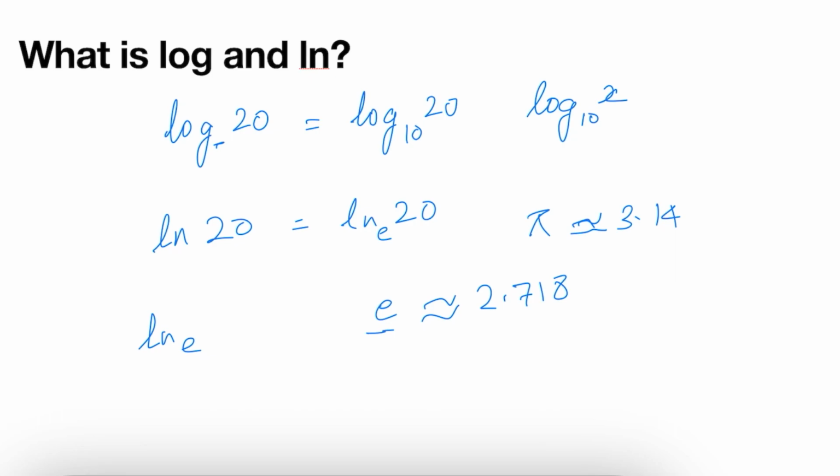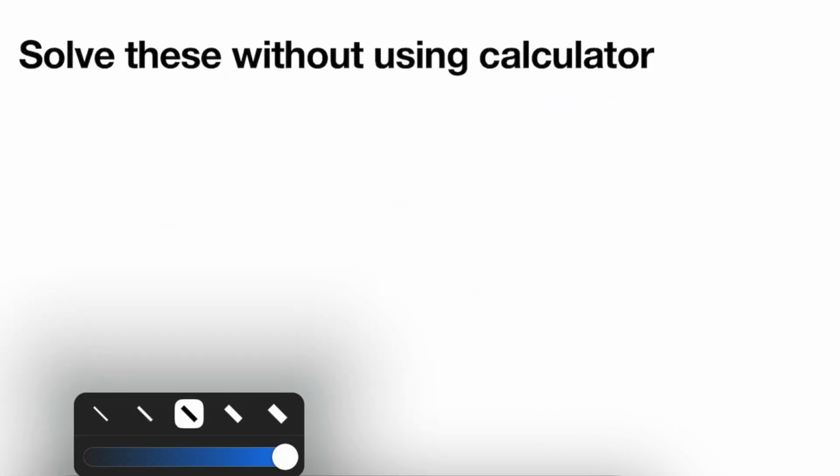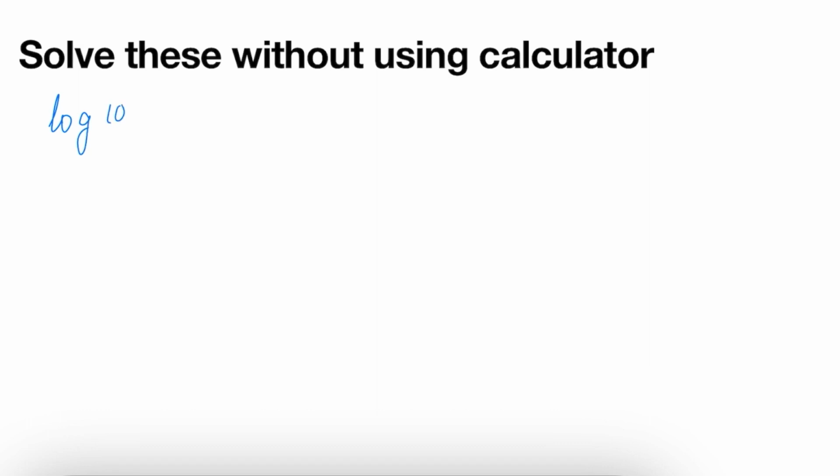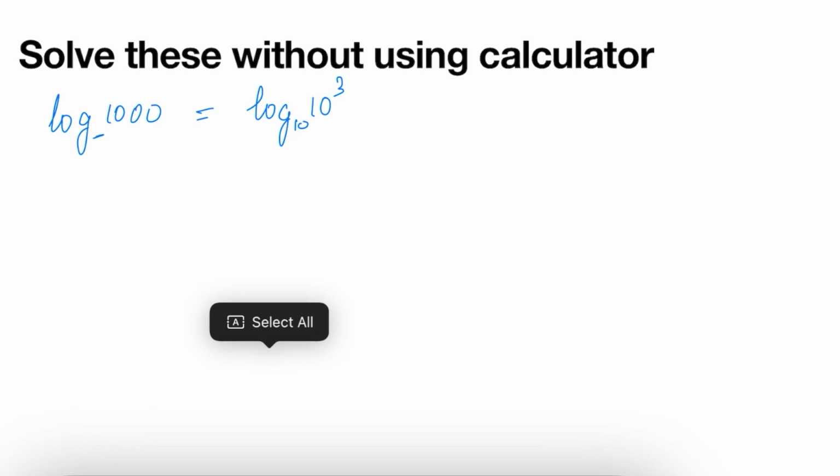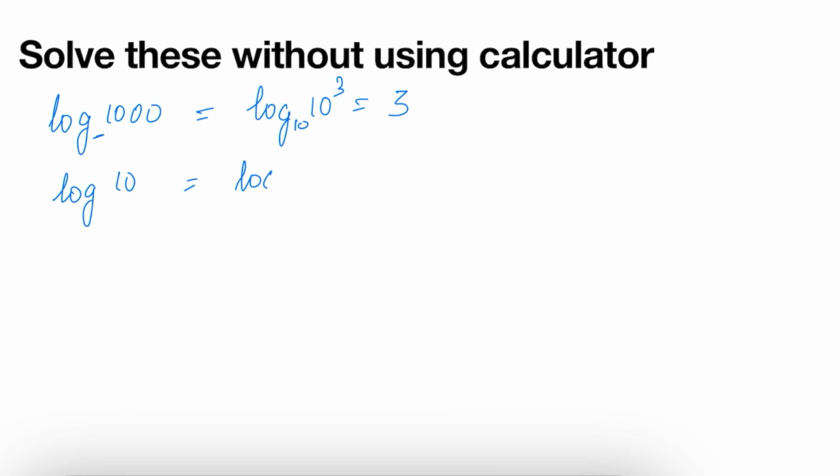Okay, let's solve a few more problems. What is the value of log 1000? Okay, we can write log 1000 as log 10 cubed to the base 10, right? Because we have not specified the base, it means it is to the base 10, and the answer is 3. Let's do log 10. What is log 10? It's nothing but log 10 to the power 1 to the base 10. You know, 10 to the power 1 is nothing but 10. So this is equal to 1.